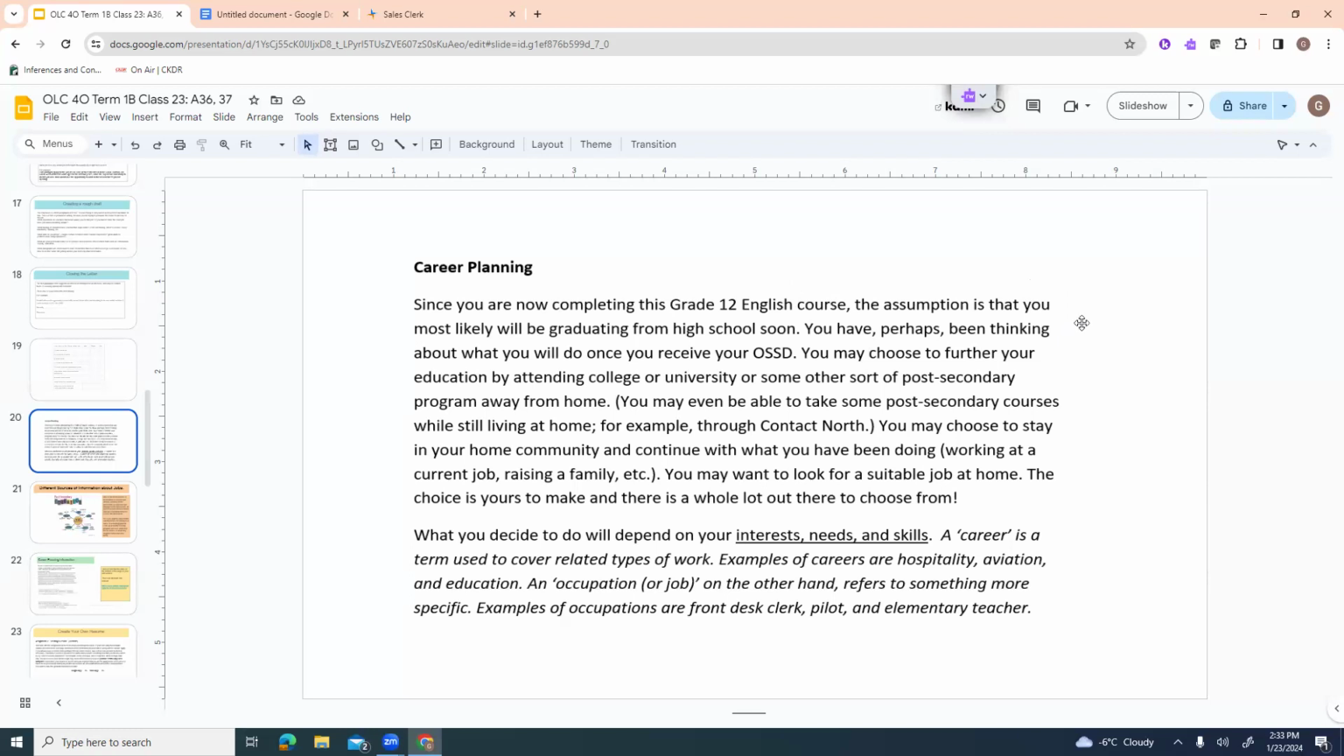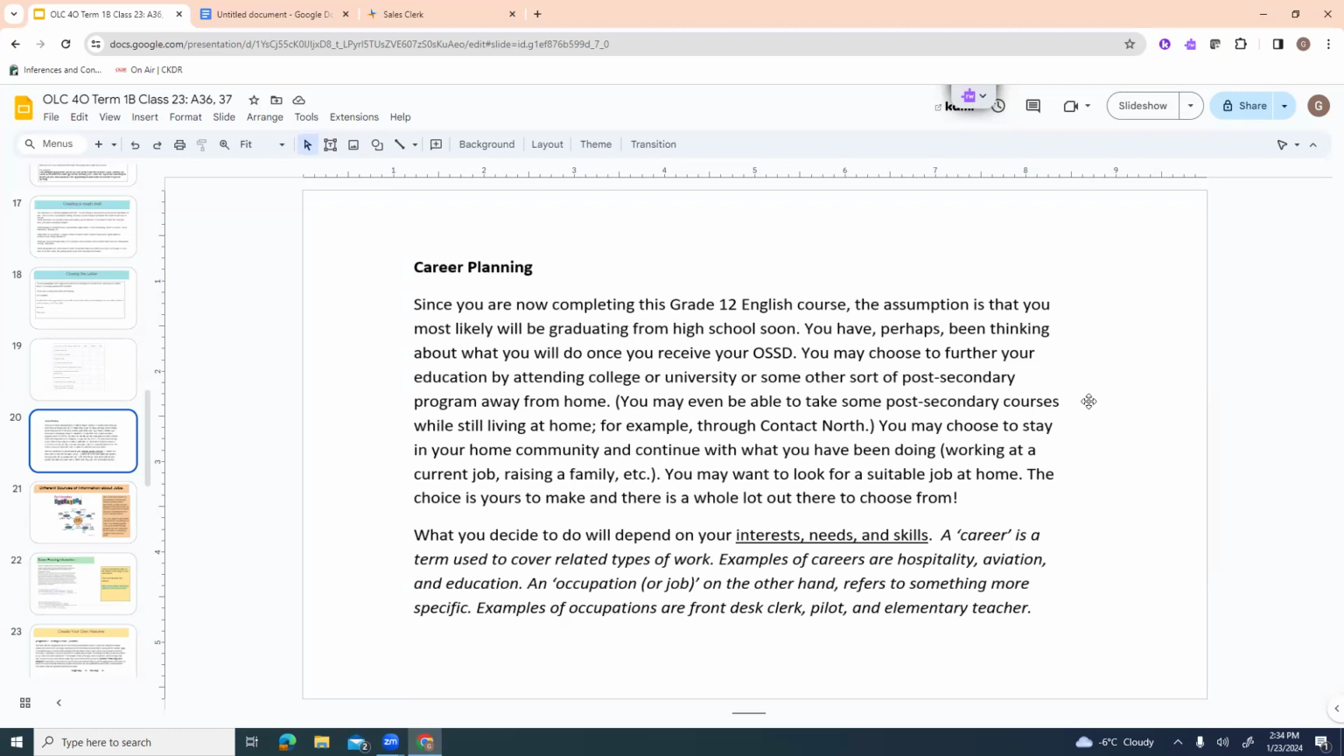You may choose to further your education by attending college or university, or some other sort of post-secondary program away from home. You may be able to take some post-secondary courses while still living at home, for example, through Contact North. And I would check out a lot of colleges, even down south. Since COVID happened, they offer a lot more courses online than they used to, because even now, though it's not the thick of the pandemic, there are some people who are at risk who would rather work online.